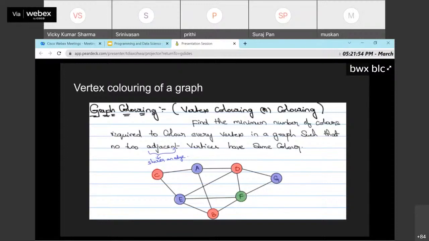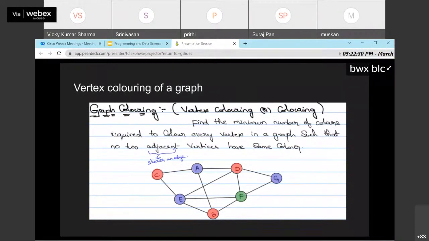For an example, I have shown here, you can see it on the screen. You see that vertex C shares an edge with A and E. So vertex C and A cannot be given the same color. That is why you see they have different colors. Similarly, vertex C and E cannot be given the same color for the same reason. But you see that vertex A and E do not share any edge. So we have given them the same color, that is purple.